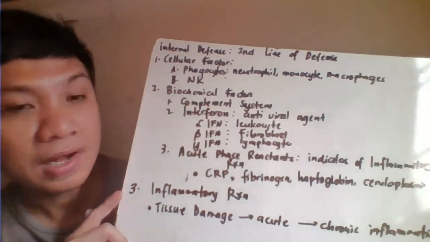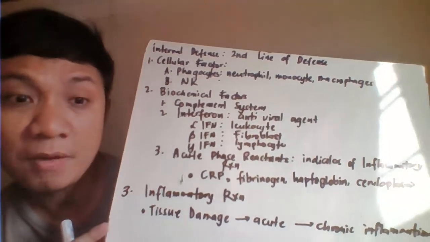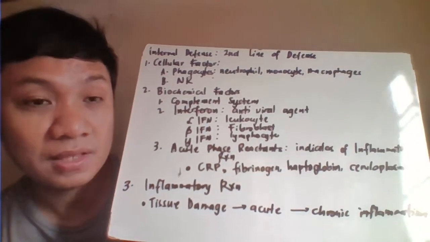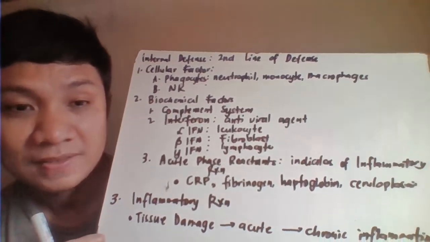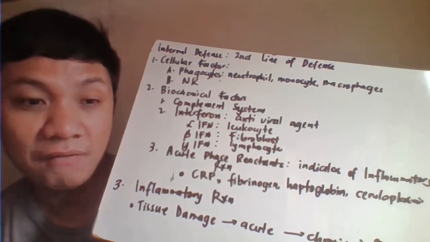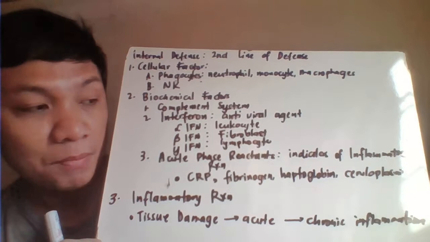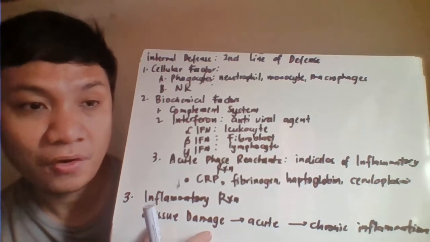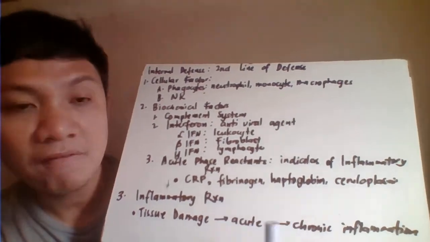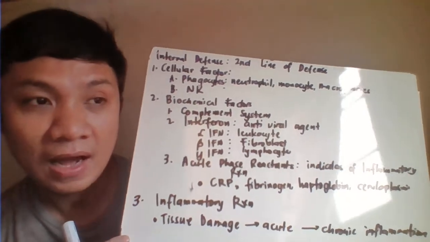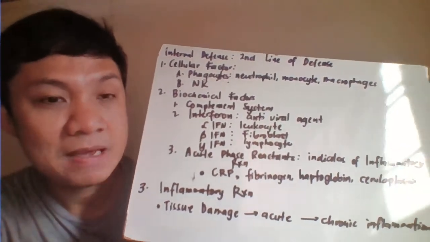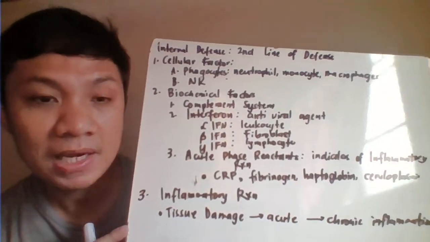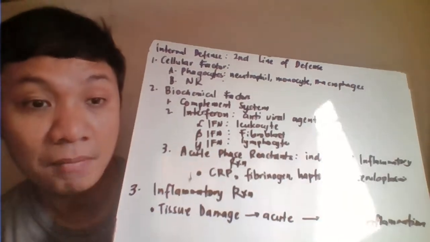Another cellular defense is the inflammatory reaction. Inflammatory reaction is just the manifestation of the body against tissue antigens, pathogens, or tissue injury. In the process of having that tissue injury, you manifest inflammatory actions. Tissue damage will activate repair. Then we have acute and chronic inflammation, depending on how deep or how severe the tissue injury is. If our body has difficulty with repair, it could eventually progress to chronic inflammation.